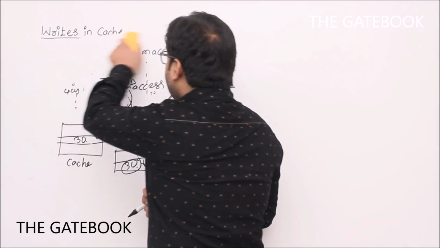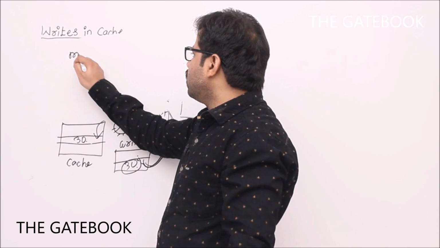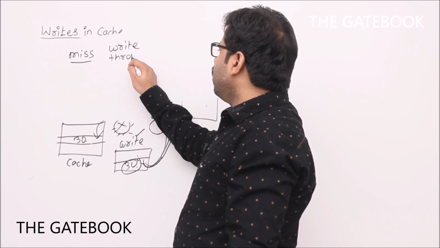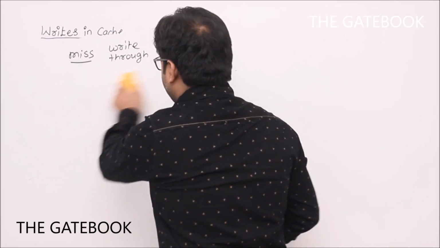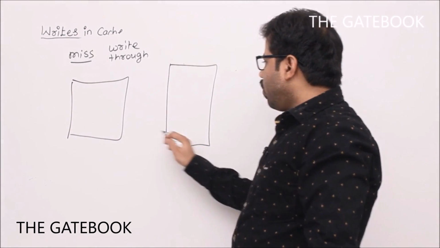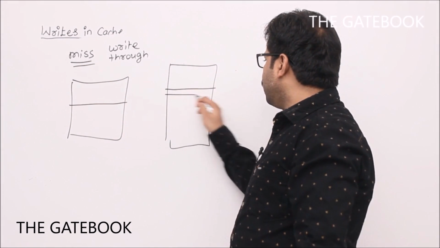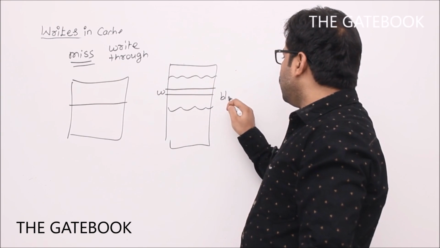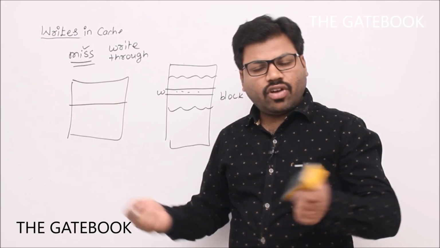Remember it. So far we have assumed that there is a write hit. What if there is a miss? Now we will discuss the write through procedure with a miss. This is your cache and this is your main memory. Since it's a miss, the data is not available in cache. This is the word you are referring to, and this is its corresponding block in main memory. We are referring to this word, but there is a miss. What do we do then?